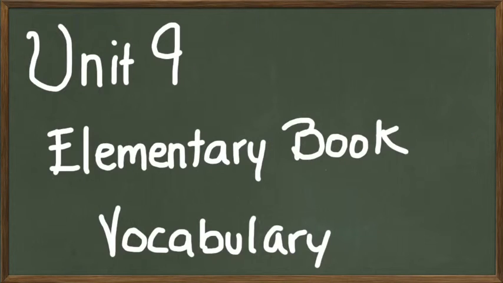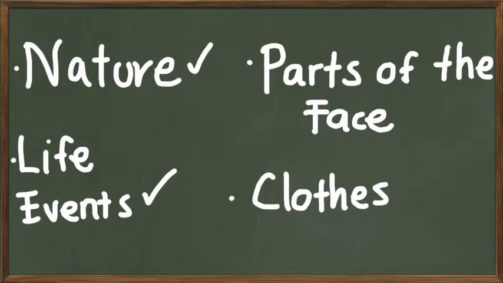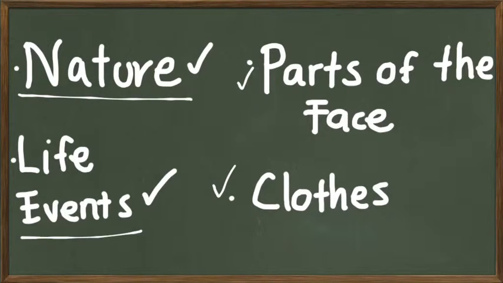Let's begin. Today we're going to be covering Unit 9, Elementary Book. We're going to be covering the vocabulary part. We'll look at 4 different items here: vocabulary for nature, vocabulary for life events, vocabulary for parts of the face, and vocabulary for clothes.